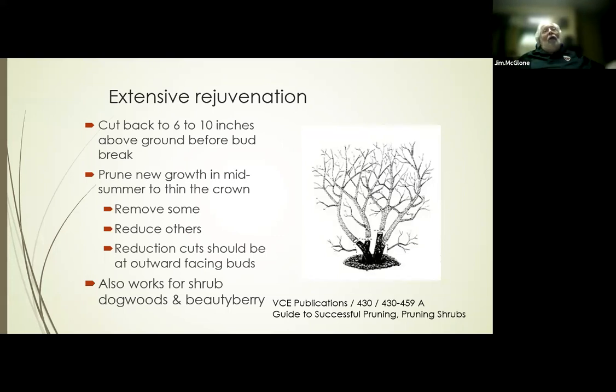If you wanted to grow out, when you're managing those new sprouts, you would reduce to outward facing buds. If you want it to grow inward, you would reduce to inward facing buds. And as I said here, there is this VCE publication that has a list of shrubs you can do this to. And to that list, I would add the dogwoods and the beautyberry. And actually, the beautyberry you should do this to periodically, because this is what it needs, that new vigorous growth to put out a lot of flowers and make a lot of berries.